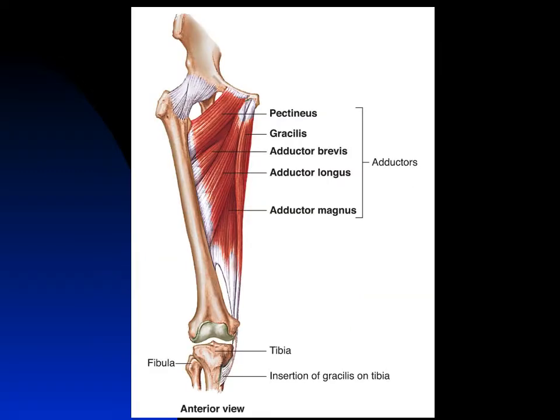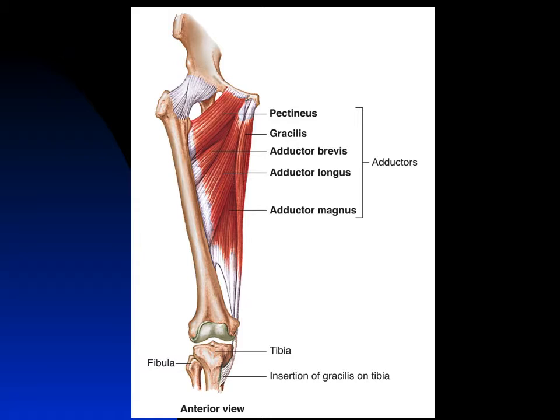Here's a shot of these groin or adductor muscles. You can see a lot of them are going from the pubis, and then they're going to the inside of the femur. And so if you can't do these, you can't bring your leg in. So you'll have a very hard time turning or stabilizing your leg.